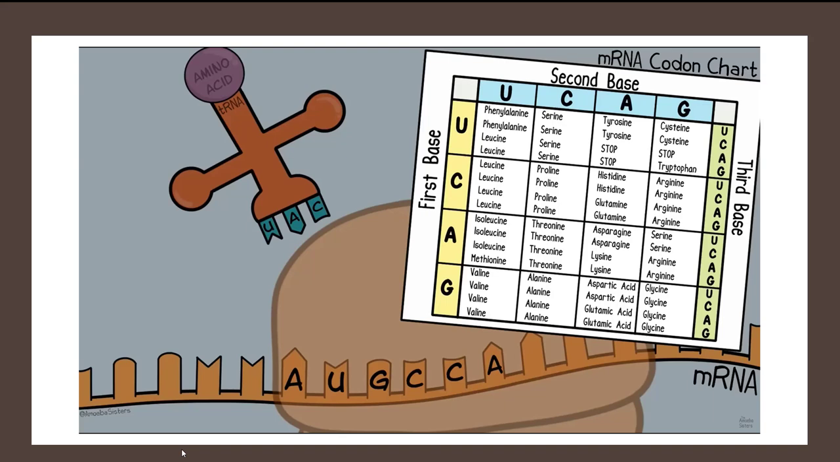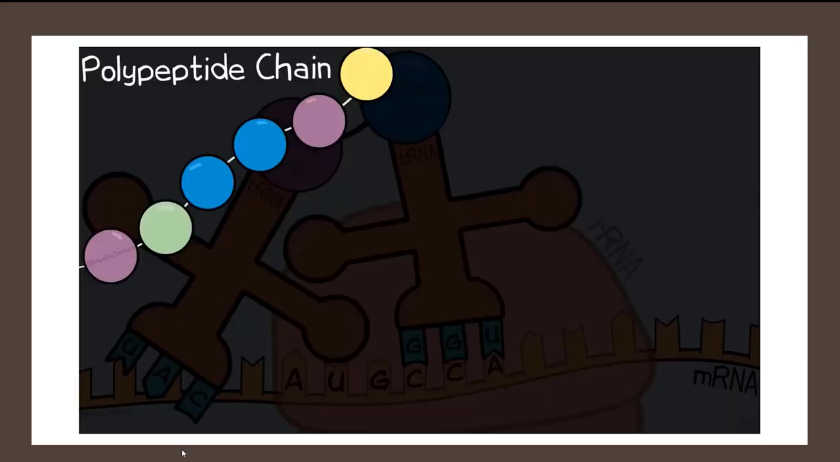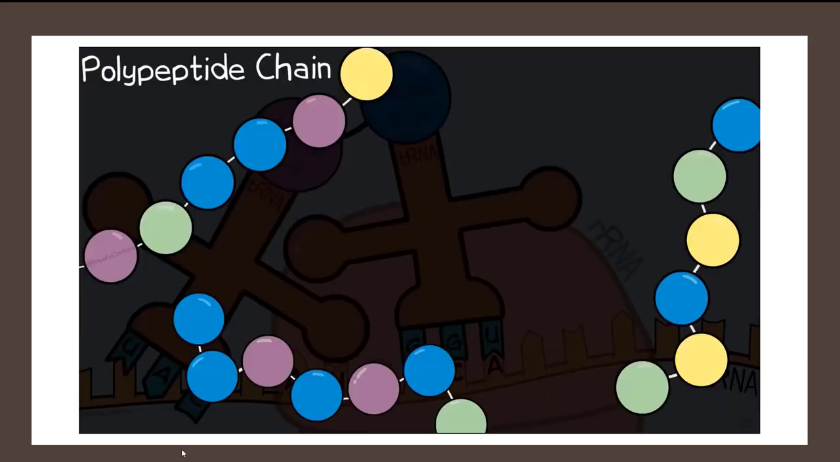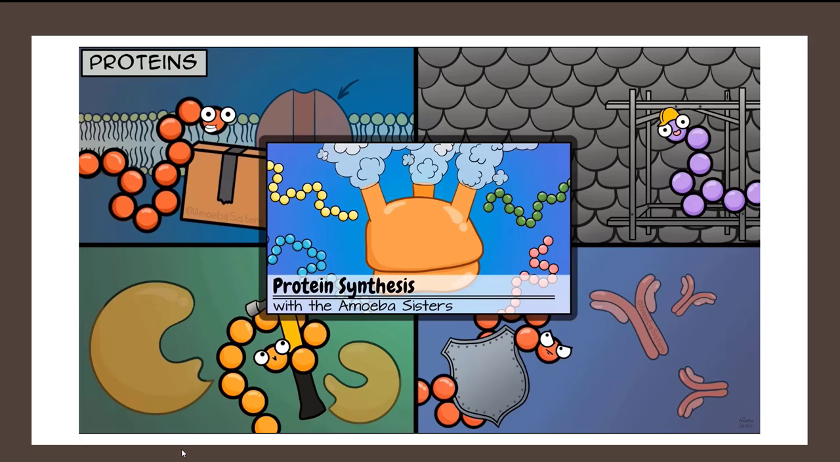Codon charts using mRNA codons have been developed so that you can actually see which amino acid is brought for each mRNA codon. When those amino acids are joined together, they make a polypeptide chain. Proteins are made of one or more of these polypeptide chains, and proteins have tons of different roles, but we don't want to spoil it. Check out more in our protein synthesis video.